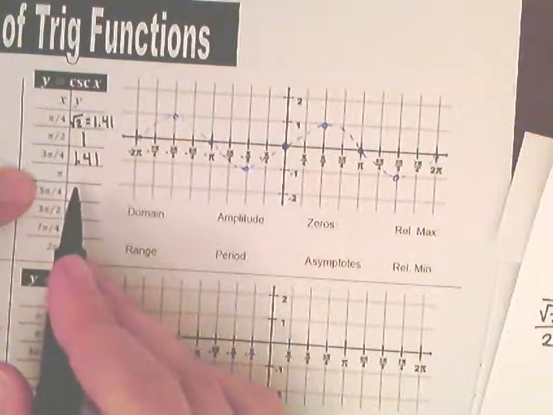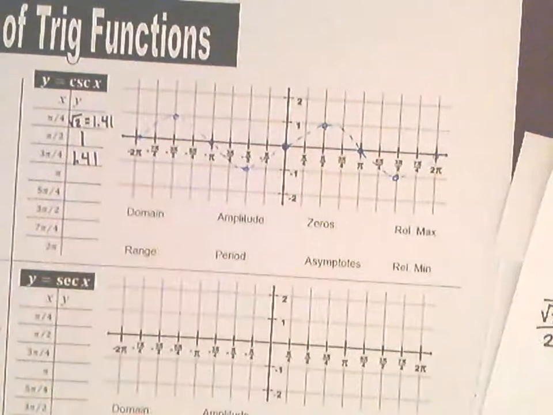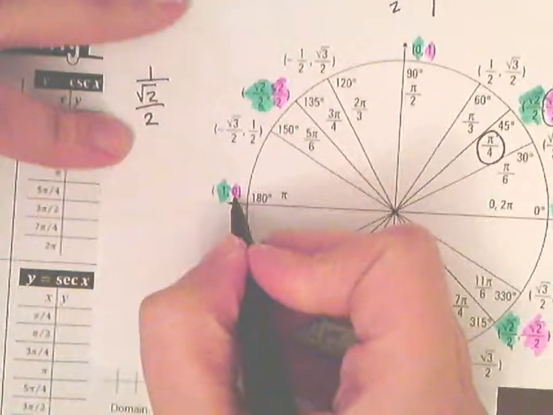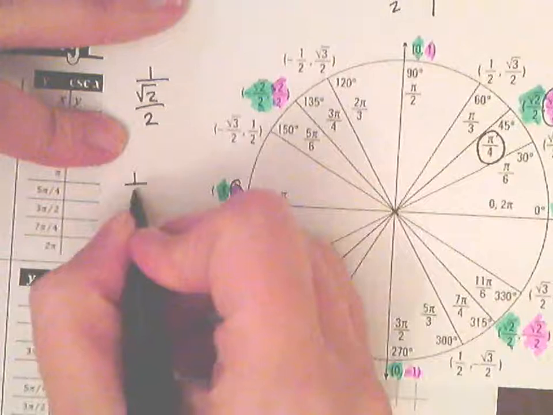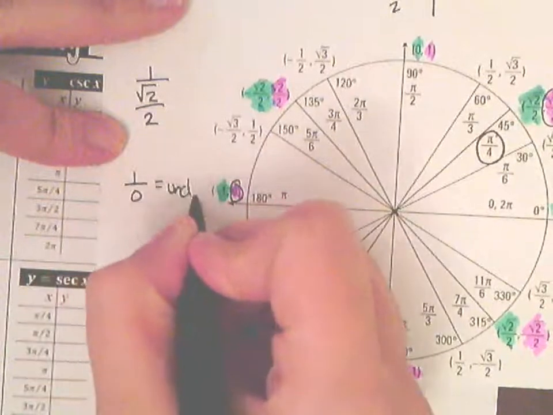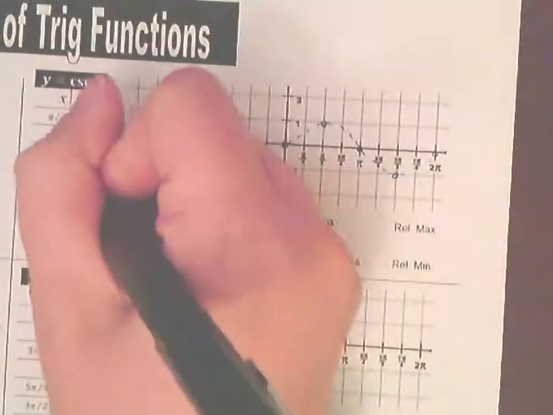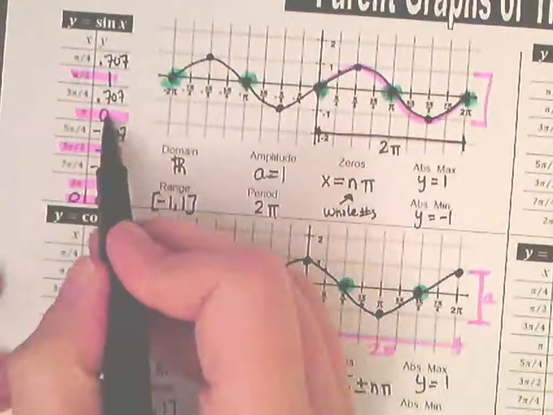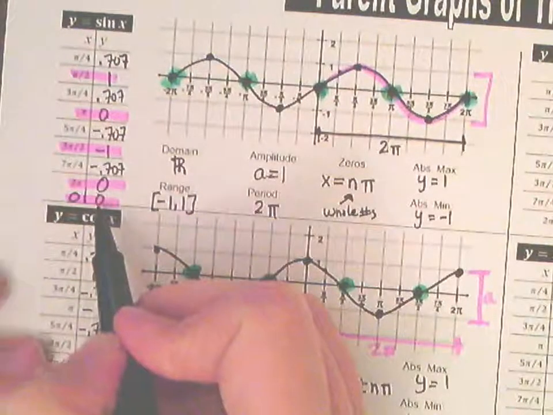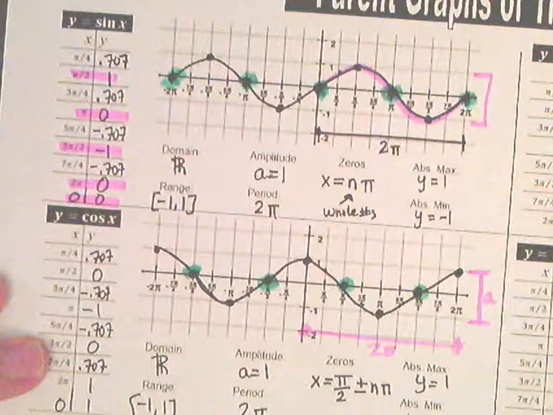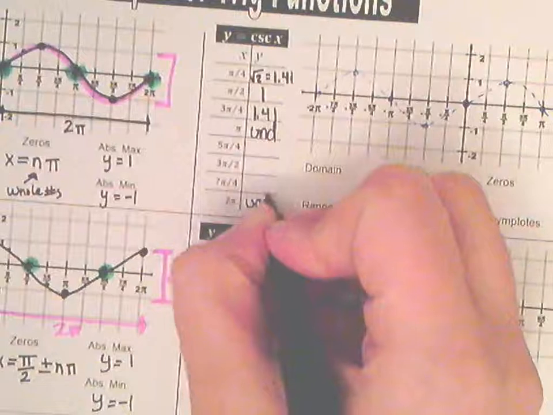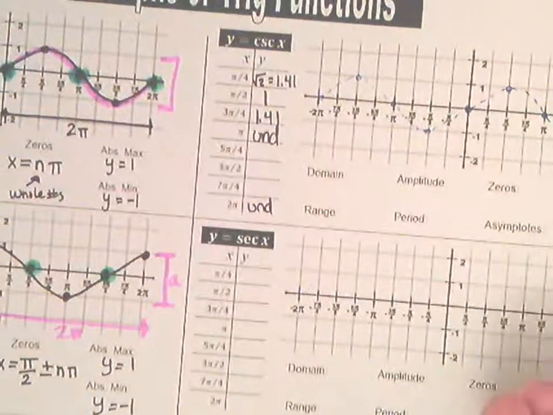For pi, now this is where it gets a little funky. All right, so for pi, what's our sine? Our sine is 0. And what is 1 over 0? Good, undefined. And that is what is happening at pi. So you notice that whenever sine was 0, what's happening to cosecant? It's going to be undefined. So I now know that at 2 pi it's undefined, and at pi it's undefined.